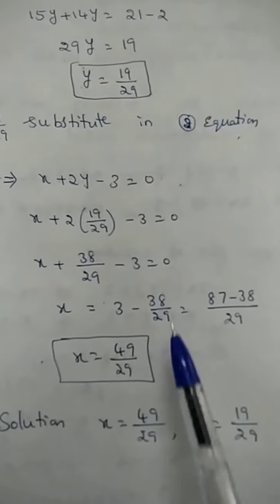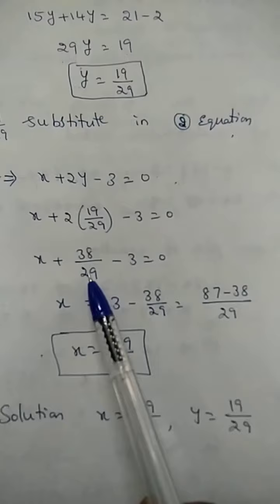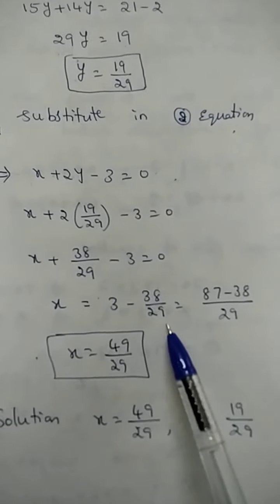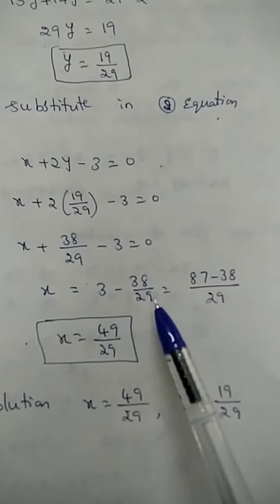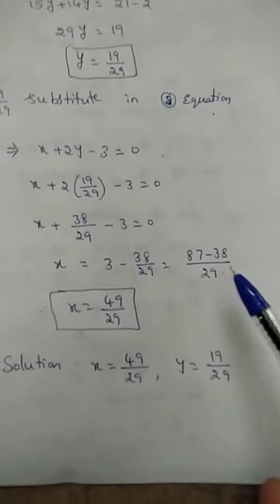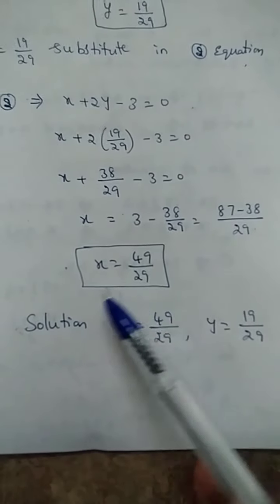These constants are to be transposed to that side, changing their signs. Minus 3 changes to plus 3. Plus 38 by 29 changes to minus 38 by 29. By simplifying that, we get the result 49 by 29. We already know how to simplify those. By taking the LCM, x is equal to 49 by 29.